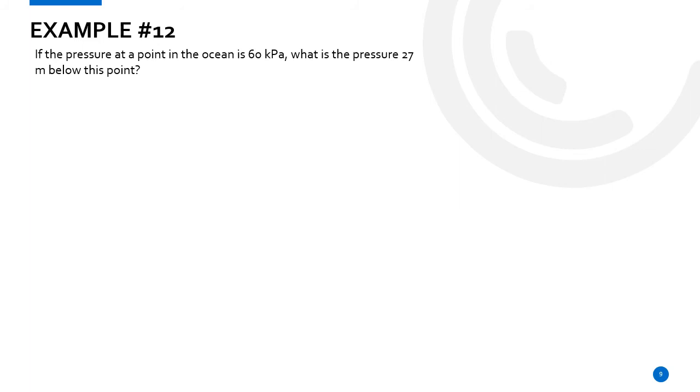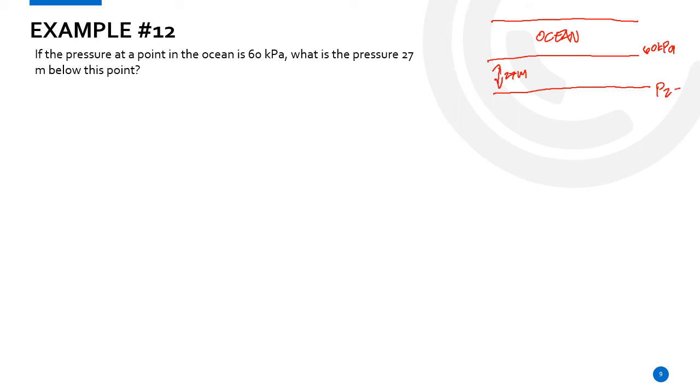If the pressure at a point in the ocean is 60 kilopascal, what is the pressure 27 meters below this point? Yan. So naatay kani. Okay? Ocean. So kani dere is what is the pressure 27 meters? The pressure at a point in the ocean kani dere 60 kPa ni dere, no? So what is the pressure below 27 meters ana? So kana 27 meters P2 na itong ipangita, di ba? Okay? So, ocean gyapon. Lahi lang og level, okay?